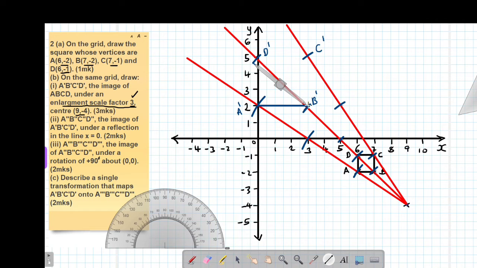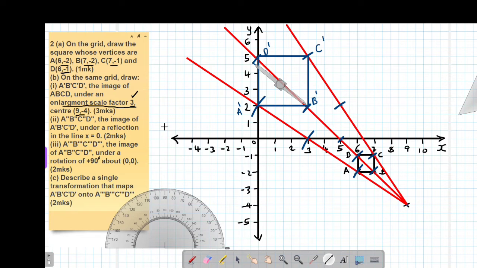Then B prime should be connected to C prime. Then of course, C prime should be connected to D prime. Then of course, D prime is connected back to the starting point, which was A prime. So this is our square after an enlargement through scale factor 3, center (9, -4).